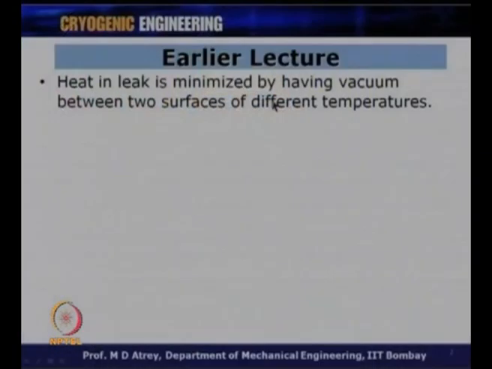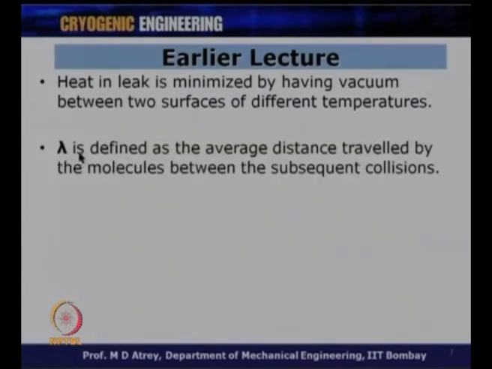So, let us come to the 37th lecture on cryogenic engineering under the NPTEL program. In the earlier lecture we were talking about vacuum, and we talked about how heat inleak is minimized by having vacuum between two surfaces of different temperatures. Then we talked about lambda, the mean free path of the molecule, defined as the average distance travelled by the molecules between subsequent collisions.